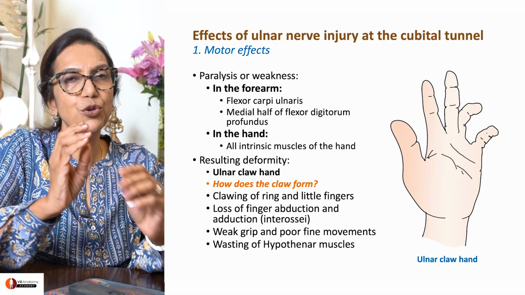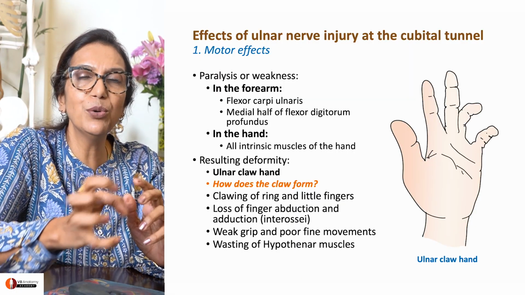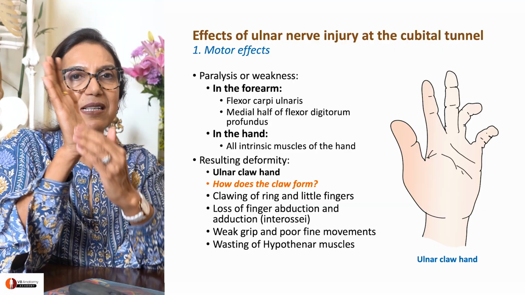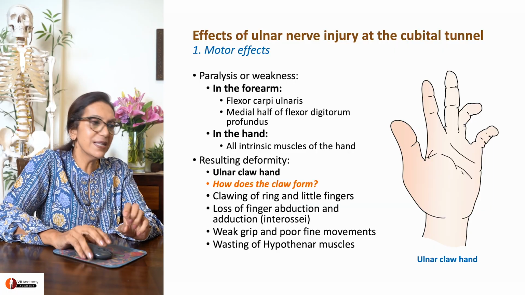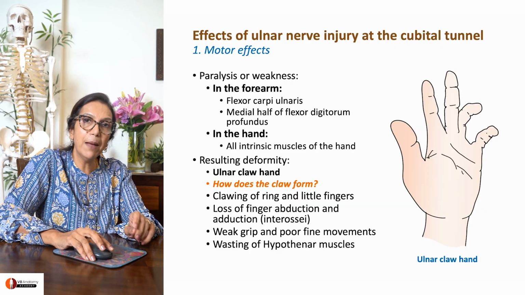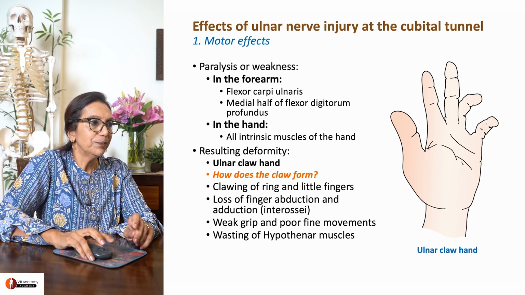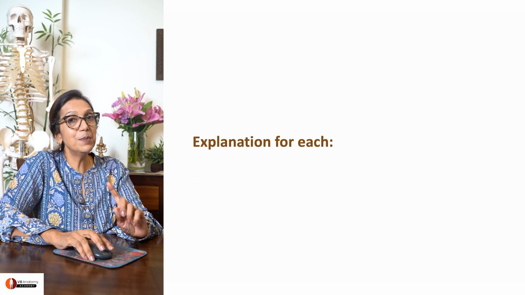See, your flexor digitorum profundus is gone. You're not going to be able to grip anything very easily. And wasting of hypothenar. These muscles are no longer used, right? So wasting of hypothenar muscles will happen. So your patient will come with an ulnar claw hand. Let's explain each of these now.